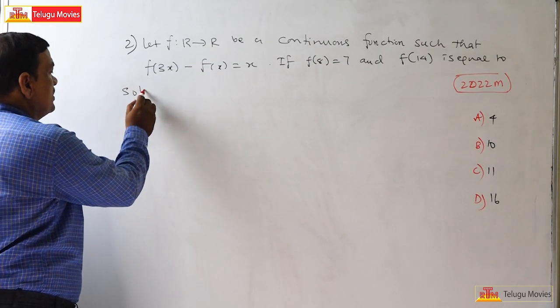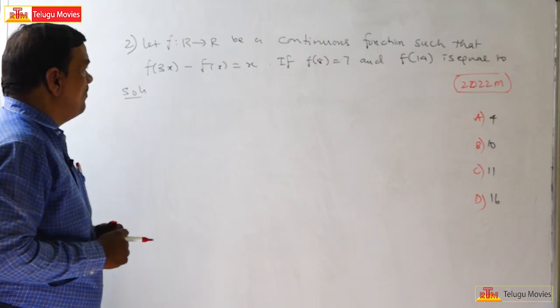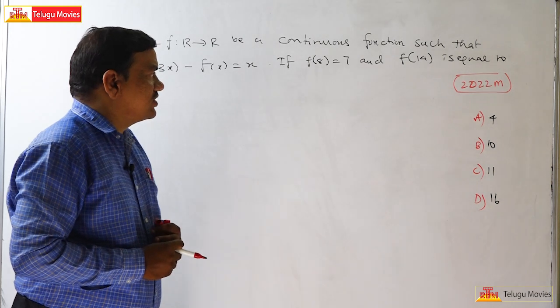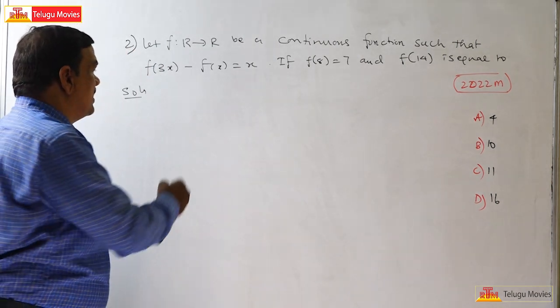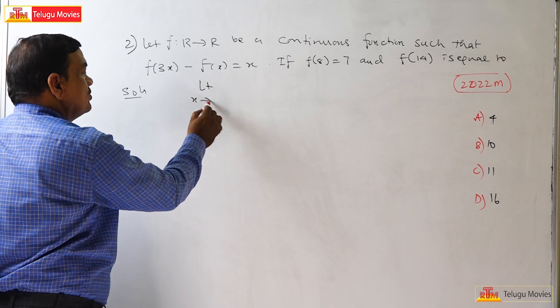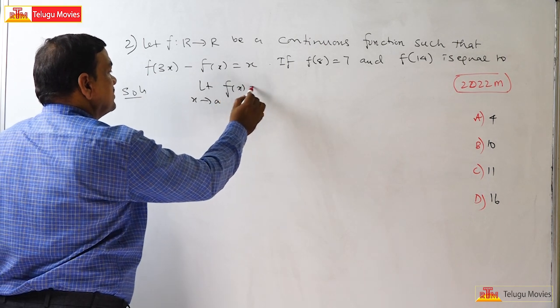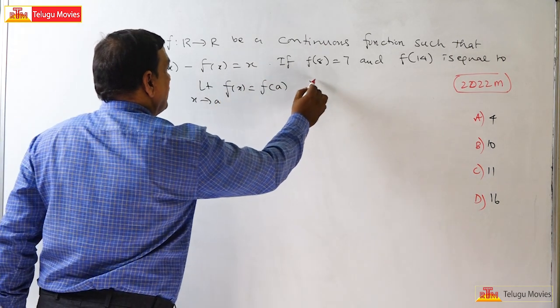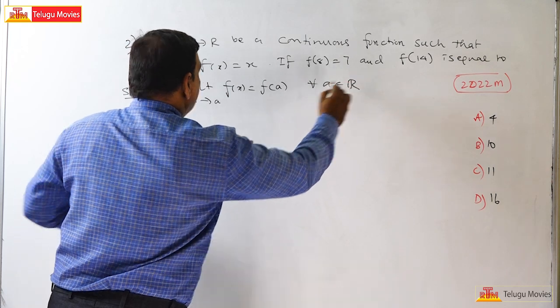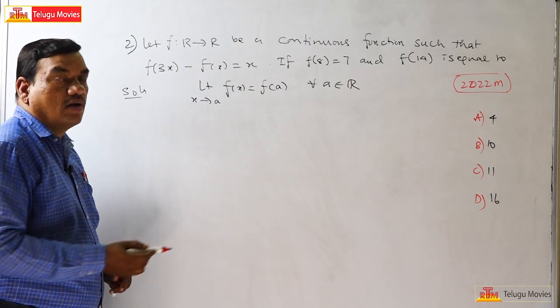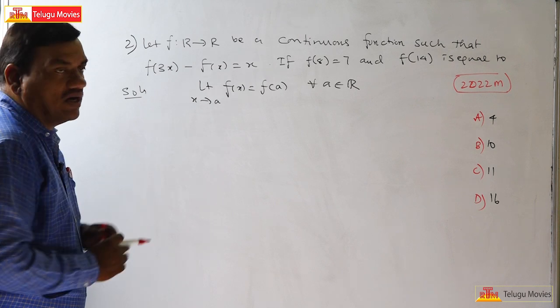So the first thing is, given that f from R to R is a continuous function, then immediately we can say that the limit as x tends to a of f of x is equal to f of a for all a belonging to the set of real numbers, domain R. Okay, keep it like that.